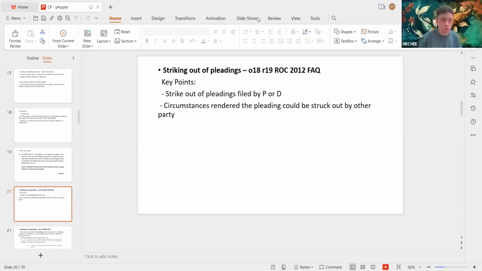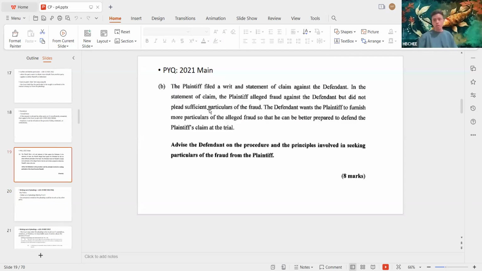Okay, so just now where did I stop? For this question, I would say the introduction is how you identify the question. Usually in the introduction you have to tell them that you have already identified the question, and then tell the marker what the issue is. The issue is on further and better particulars.